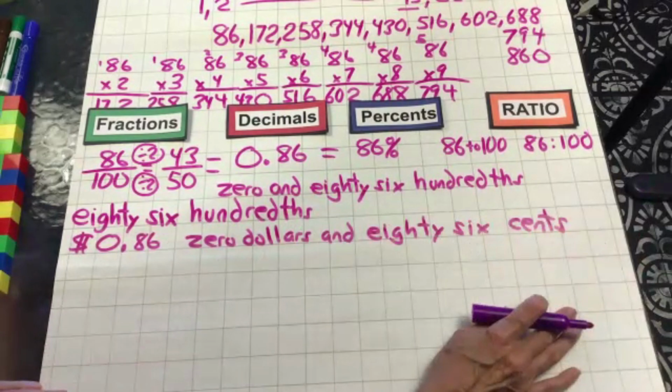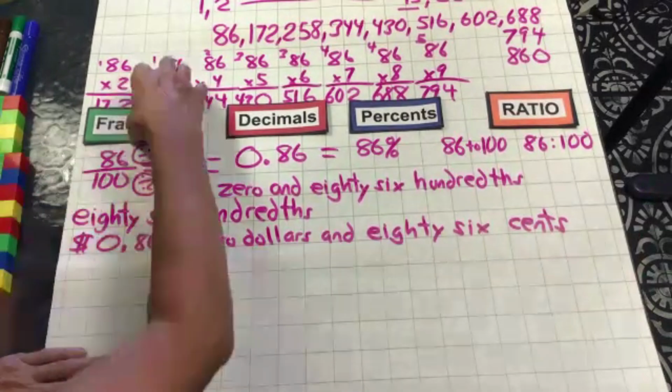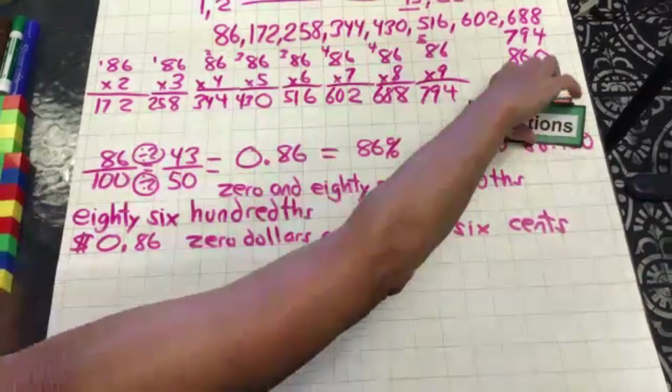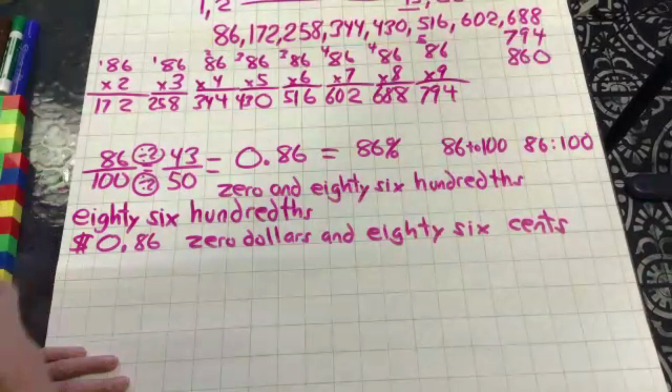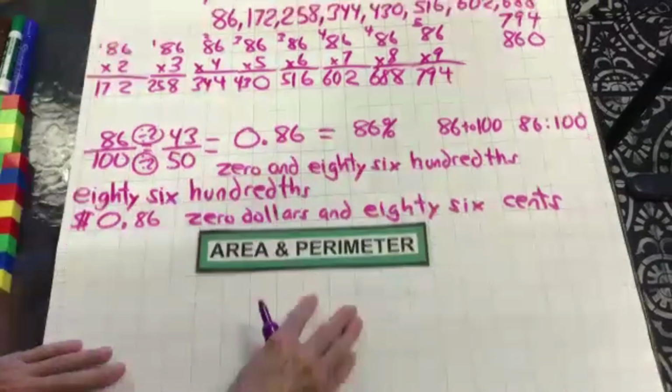And there we have it. Fractions, decimals, percents, and ratio. So hopefully you got that all filled in. If you did not, have it all done. And we're going to go into area and perimeter now.